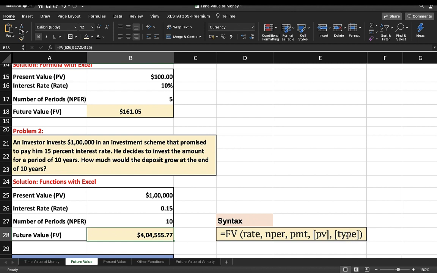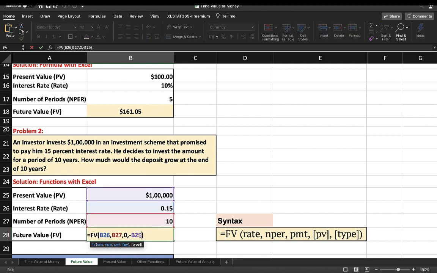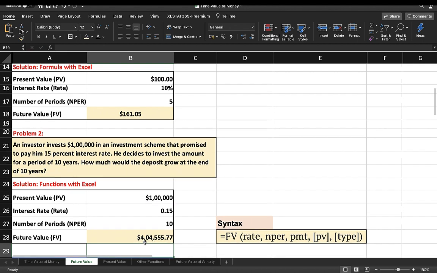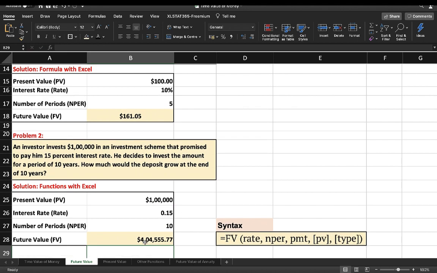One more thing is given, as type. This type is assigned 0 if cash flows occur at the end of the period, or 1 if they occur in the beginning of the year. And when type is not mentioned, it is assumed to be 0. So I have not taken anything here. If I put it 0, then also my answer is the same. So this is my calculation for future value.